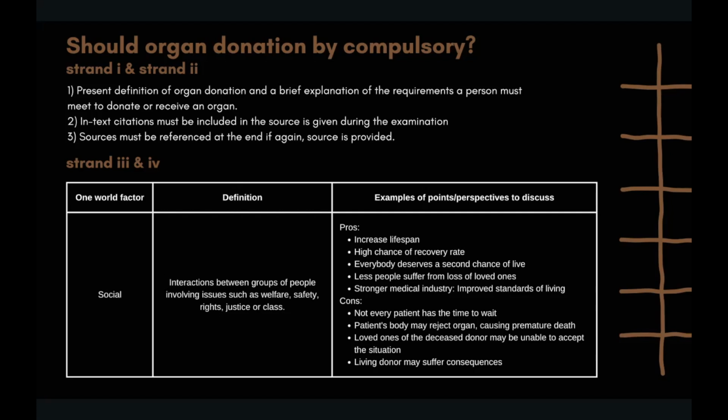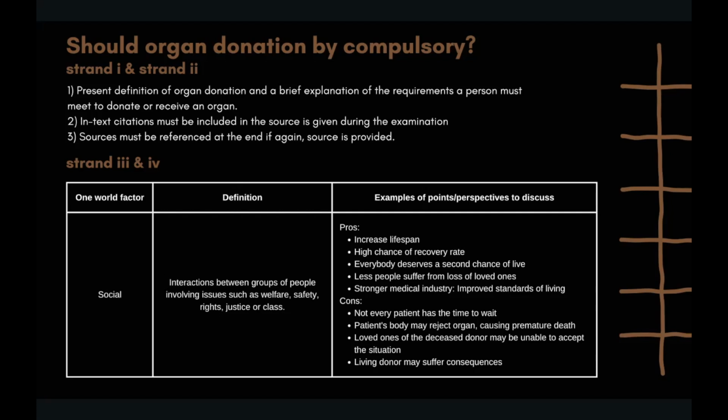Generally, the more common one world factors are social, economic, and environmental issues. Political comes time to time, and ethical as well. I've never seen cultural in a question, but the common ones are these 3, and time to time you may see political or ethical. I've never seen cultural before, but I guess it depends on the question.